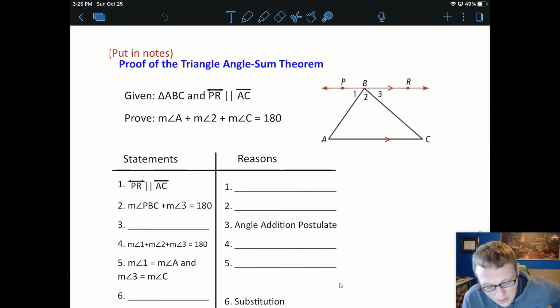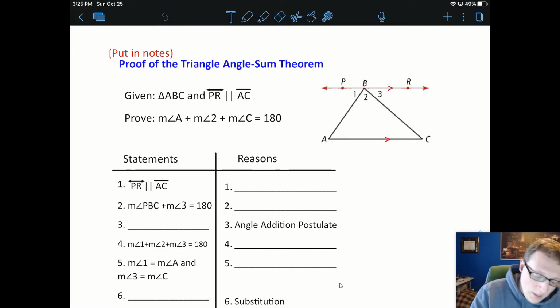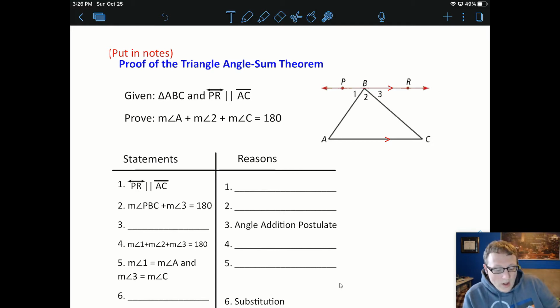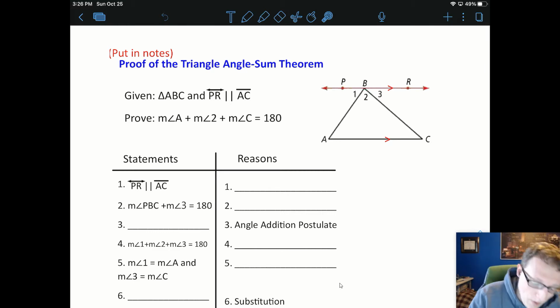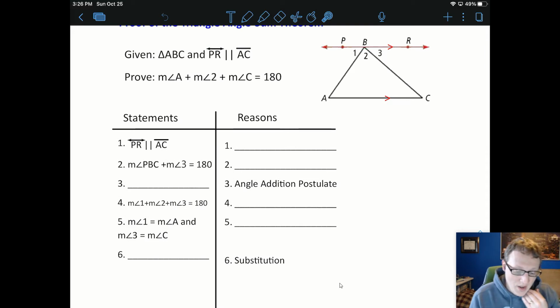You can see that in this proof we have an auxiliary line drawn in already, PR, and that is parallel to AC. And we're obviously given triangle ABC. What we're trying to prove is that the measure of angle A down here plus this angle 2 plus the measure of angle C has to be 180. And the way this is going to work is because we're using algebra, this can represent any type of triangle because the setup is always the same regardless of what shape the triangle is.